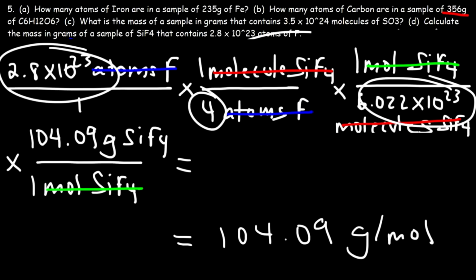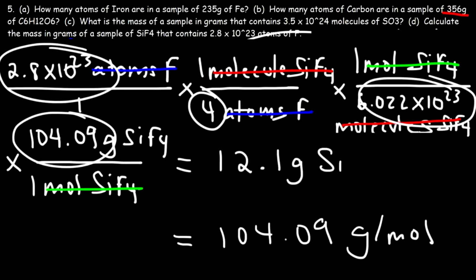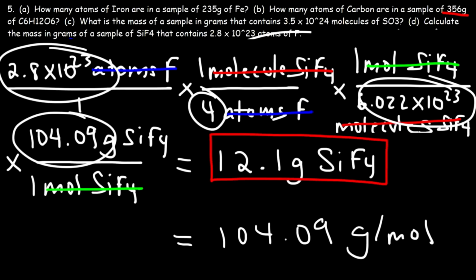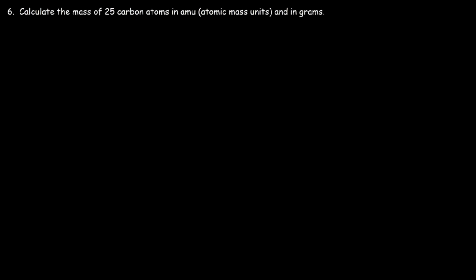And right now you should have 0.116 and then multiply it by 104.09. So the answer that I have is approximately 12.1 grams of silicon tetrafluoride. And so that's it for this problem. So now you know how to go from grams to atoms and atoms to grams, and at the same time changing the substance from one element into a compound.